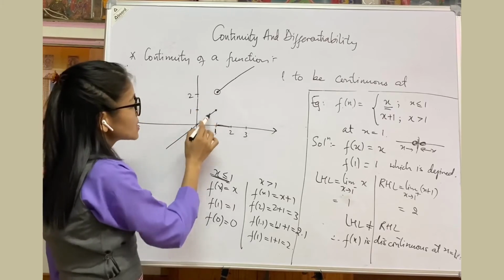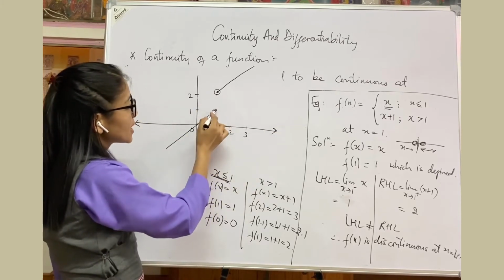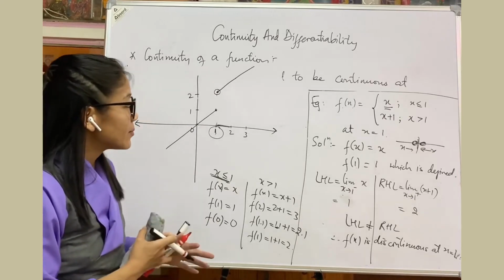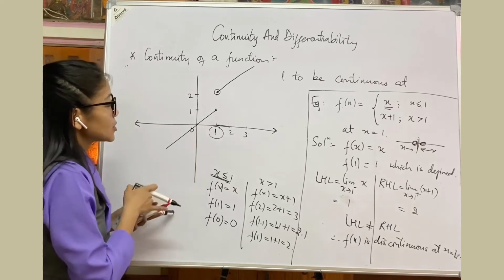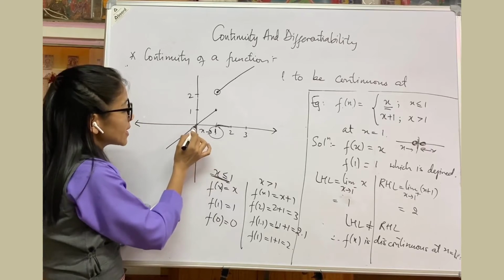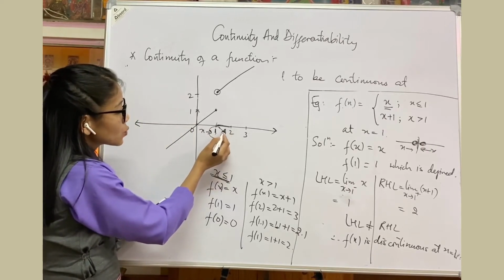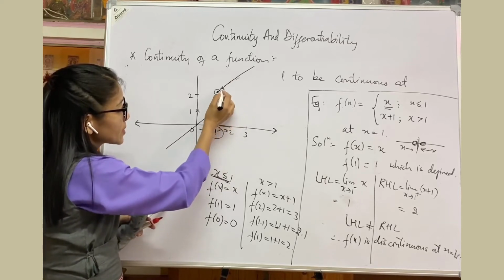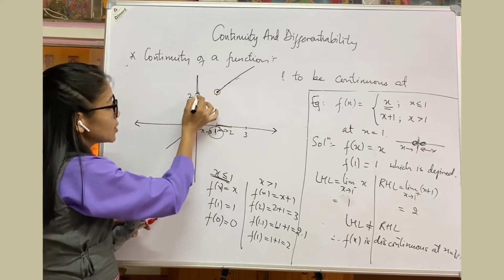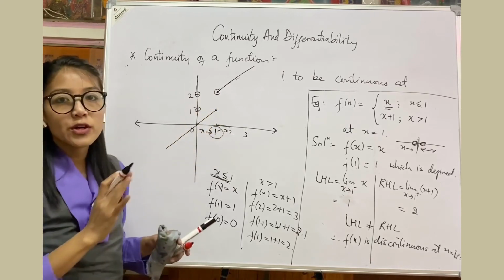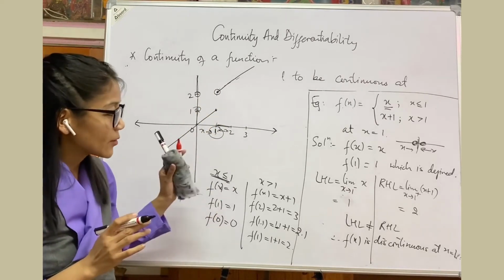Now this is the graph of this function. You can see that the graph of the function is broken at 1. When x is tending towards 1 from the left hand side, its image is tending towards 1. When x is tending towards 1 from the right hand side, it is coming down somewhere here, which is tending towards 2. So the limit does not exist, hence the graph of the function will be broken in this way. Are you clear with that?